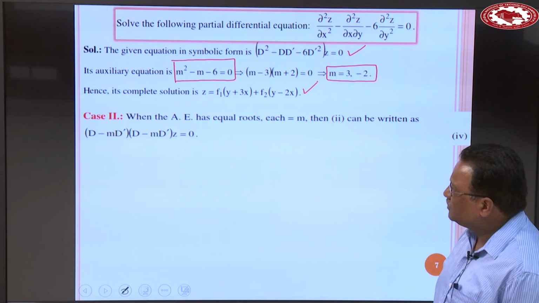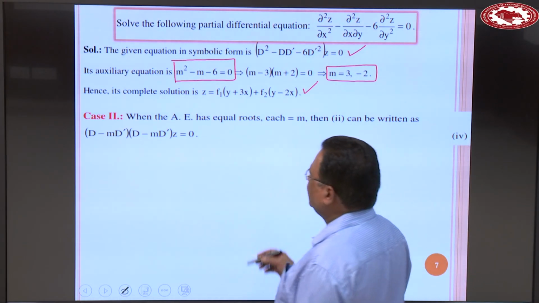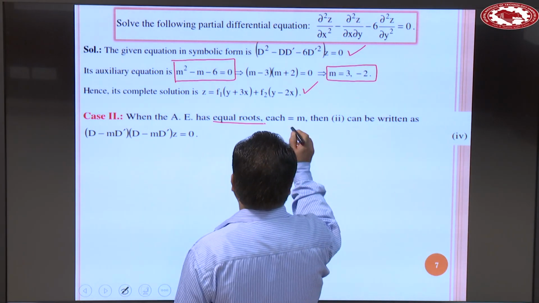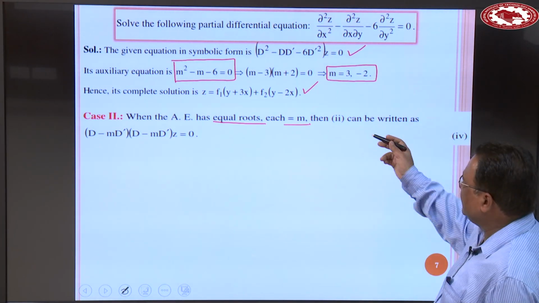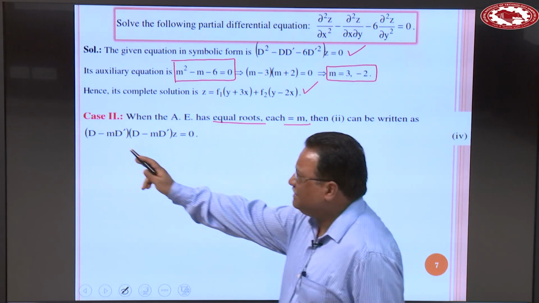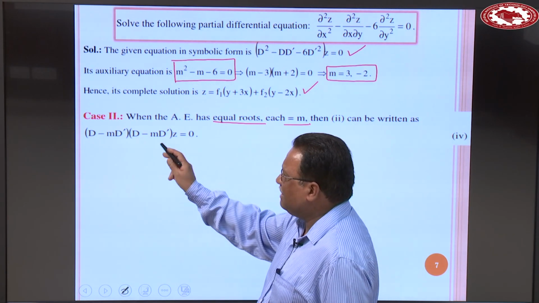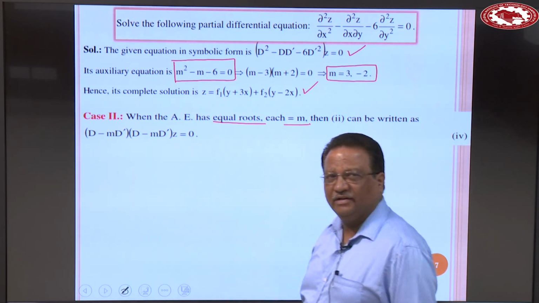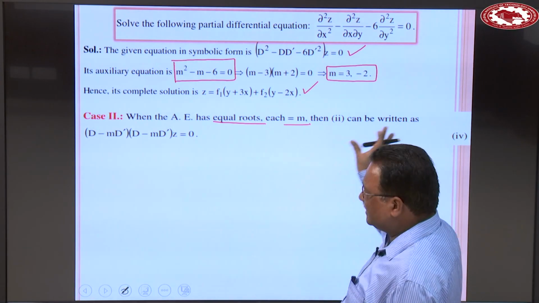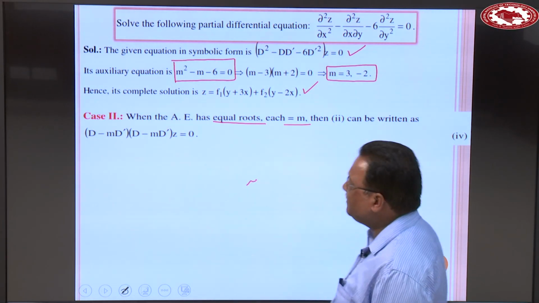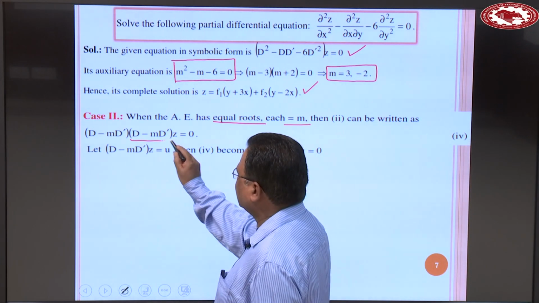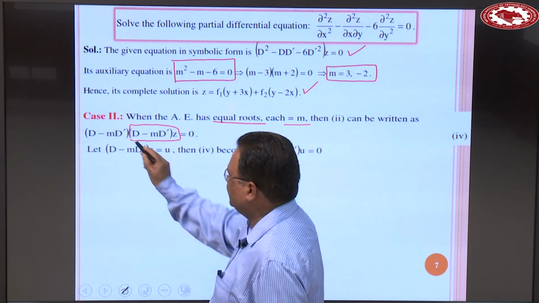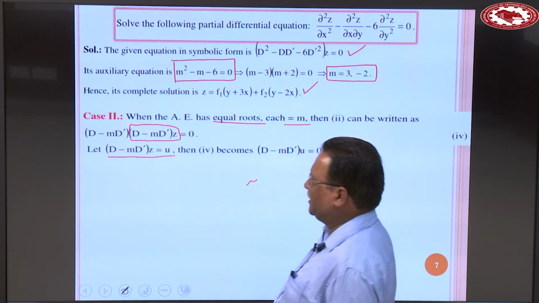And when roots are real and distinct, that is how we write the solution of these types of problems. Now the second part, case 2, is when the auxiliary equation has equal roots. This means let us suppose both roots are equal to m. Then the equation can be written as (D - mD')(D - mD')z = 0. Okay, in that case it can be written this way. Now let us suppose this component is u.